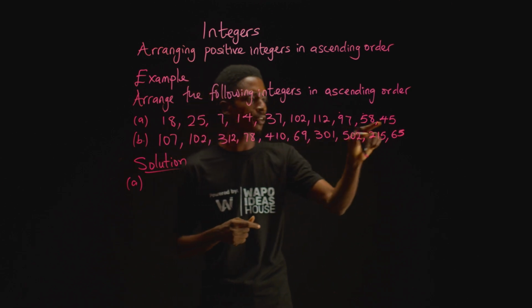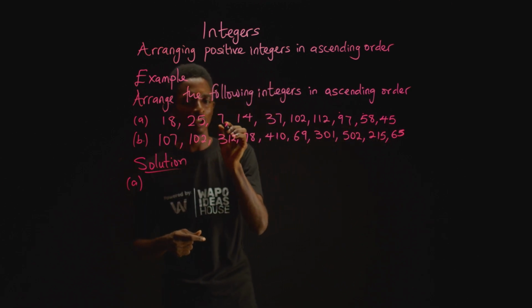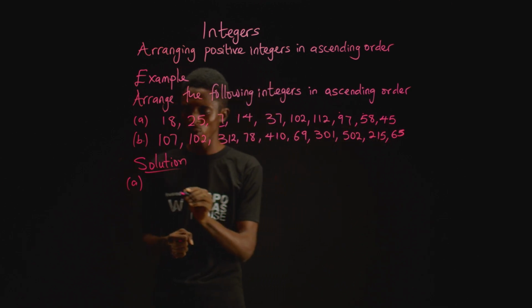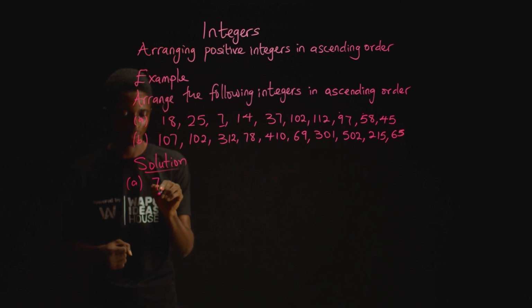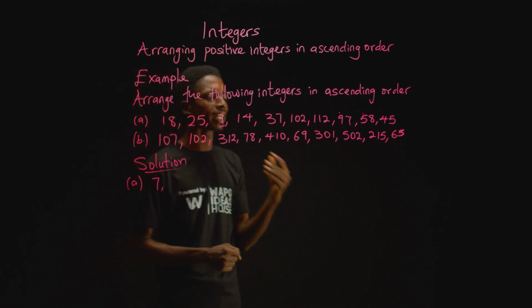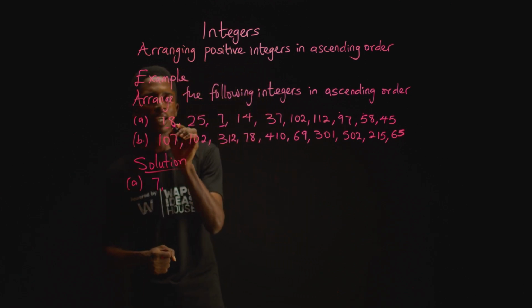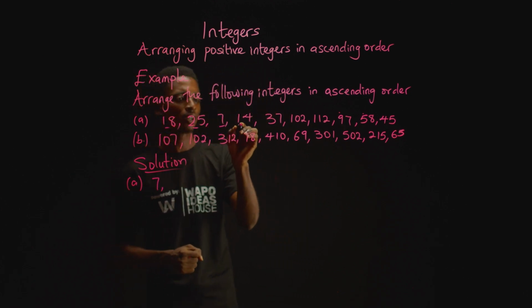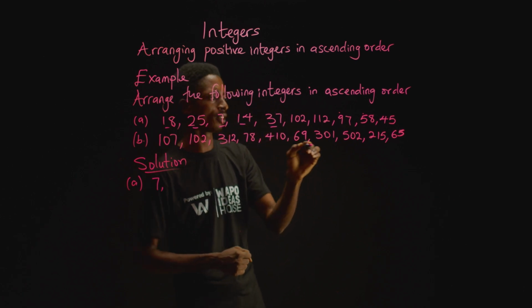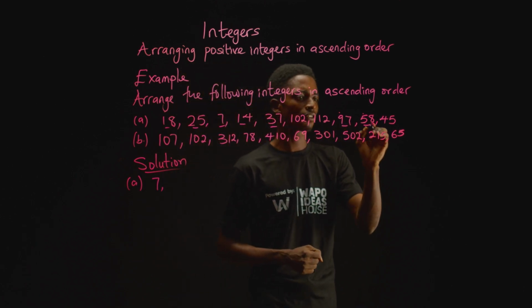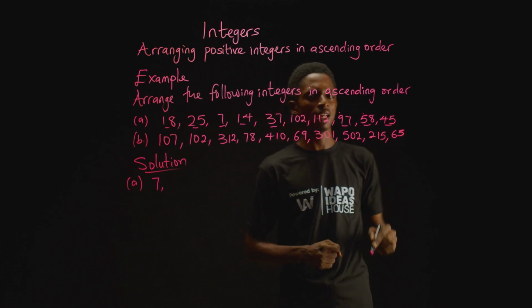So the lowest number here would be the single-digit number. And from all we have here, there's just one single-digit number. That means the number we start with is 7. From this, we can then move on to our 2-digit numbers. And here we have 18, 25, 14, 37, 97, 58, and 45.